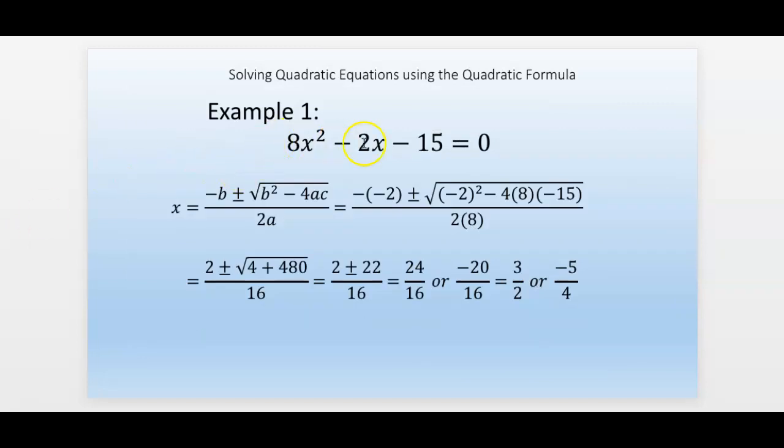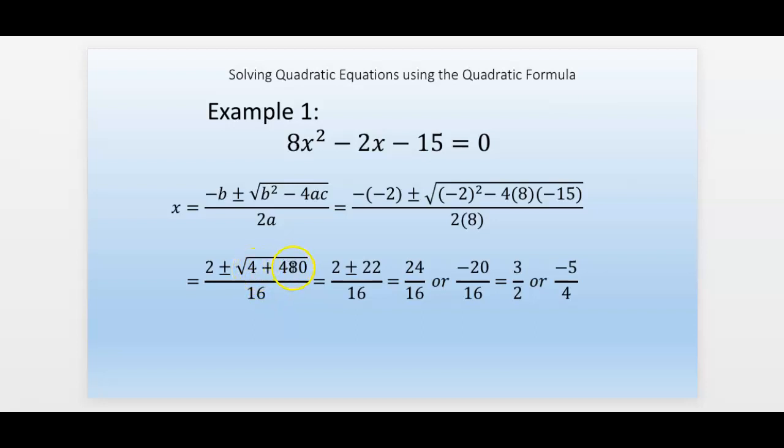As an example, here's a quadratic. You have to get it in standard form, equal to 0. So the a is 8, the b is negative 2, and the c is negative 15. Here's the quad formula right here. So plug it in. Remember, it's negative b, so this is negative 2. Plus or minus, and then put in here, negative 2 squared. This always ends up being a positive number. Minus 4ac, and because there's two negatives here, we end up adding 480. The bottom is 2 times 8, 16.